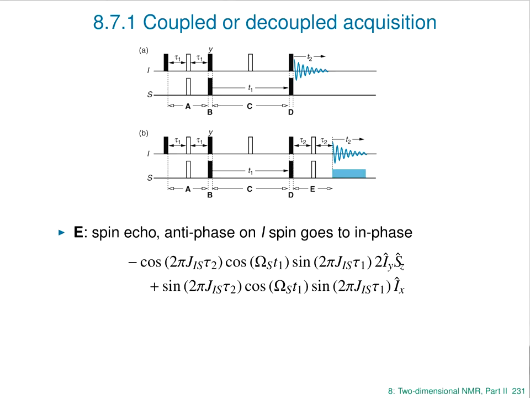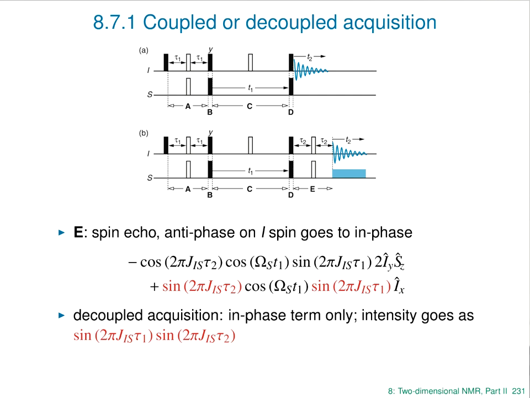So what's happening during period E is that the antiphase term, which appeared after the transfer pulse at D, is going to in-phase. And then once it goes to in-phase, you can observe it with decoupling. So if you do the analysis, there it is, the antiphase term 2IzSy goes to an in-phase term Ix, and that's the term that you can ultimately observe.